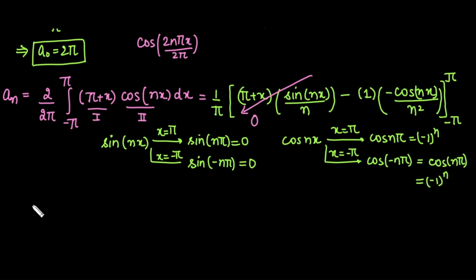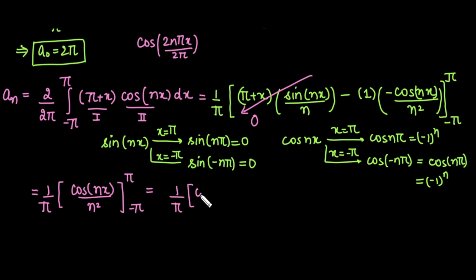Now the simplified form in this case, we have 1 upon pi, negative negative is a positive, cos of nx divided by n square. Lower limit is minus pi, upper limit is pi. Substitute these values over here. We have 1 upon pi, cos of n pi minus cos of minus n pi divided by n square.